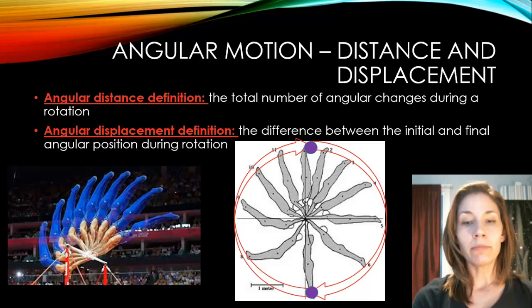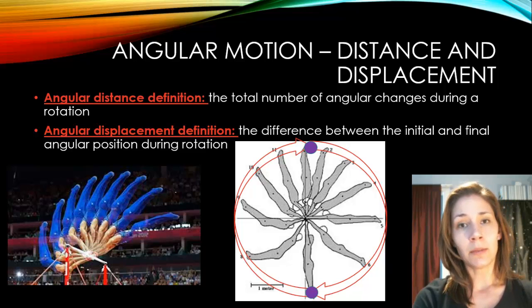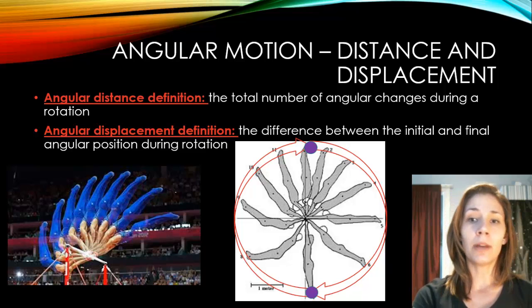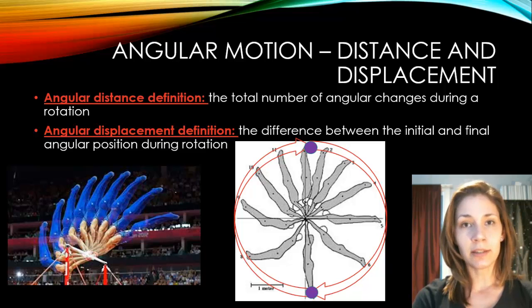If we measured the athlete's displacement between each of those purple dots on the diagram, his displacement and his distance would be the same. So if he did half of the bar, say he started at the top and just let his body fall down and finished at the bottom, he would have traveled 180 degrees and he would have had 180 degrees difference between his start and finishing point.